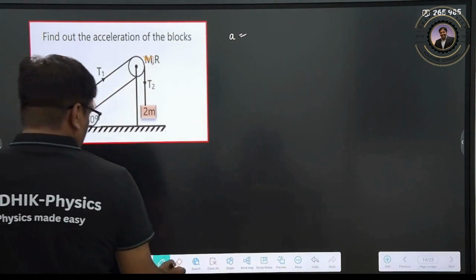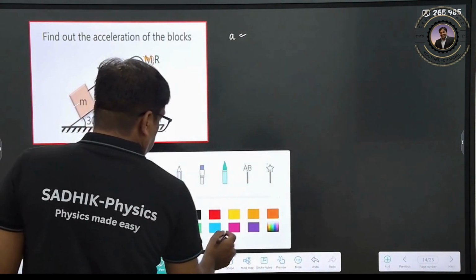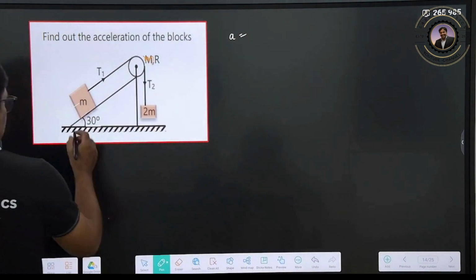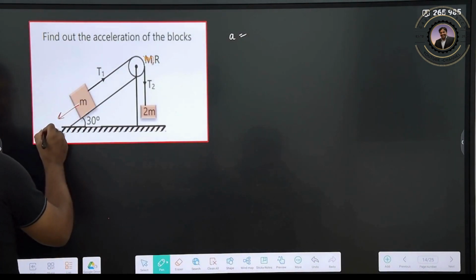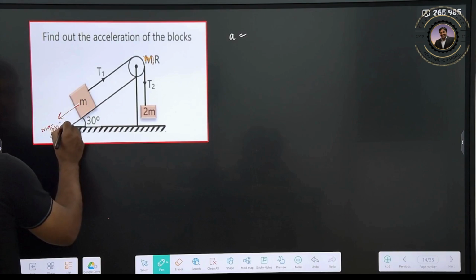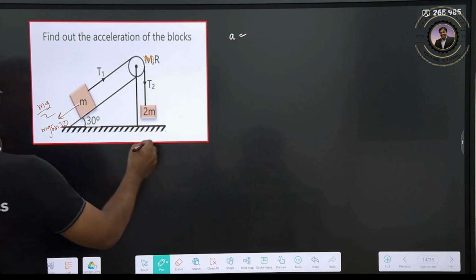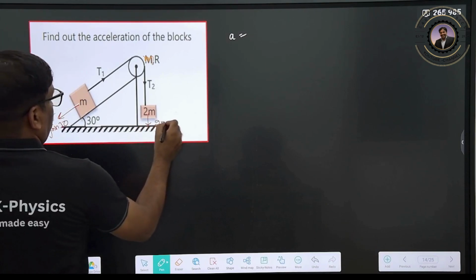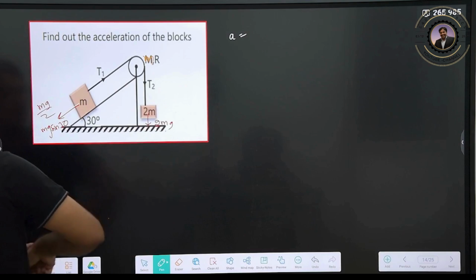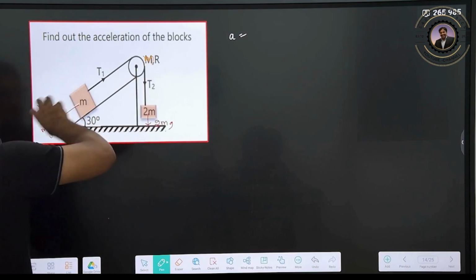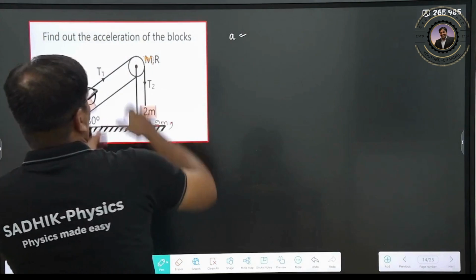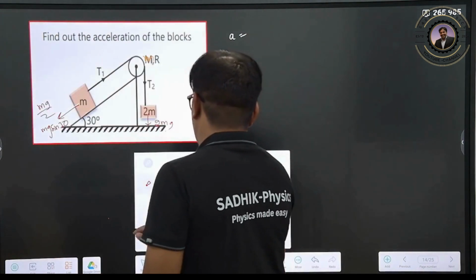Right, what is the total force here now? Total force is nothing but mg sin 30. So therefore mg by 2 is this side force. This side force is nothing but 2mg. Which is greater now? This is greater. So that means it will go to this side. Therefore, how can you solve this problem now?